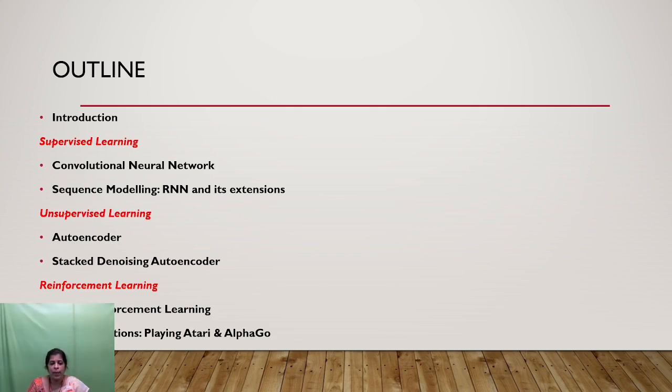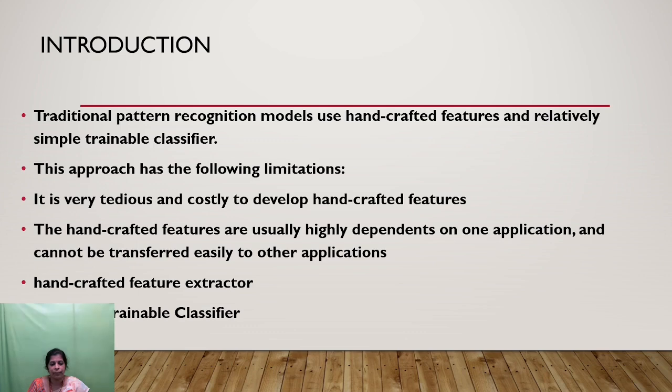In supervised learning, it makes use of labeled inputs and outputs, whereas in unsupervised learning, labeled data is not used, unlabeled data is used, and it finds some hidden features that are present in the data. And reinforcement learning usually learns based on trial and error.